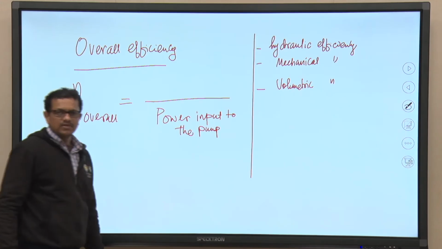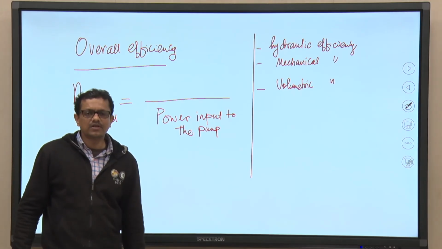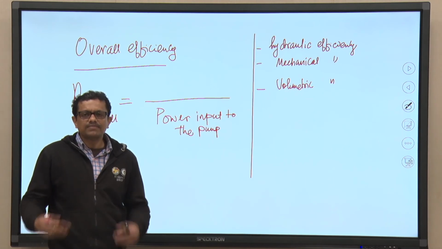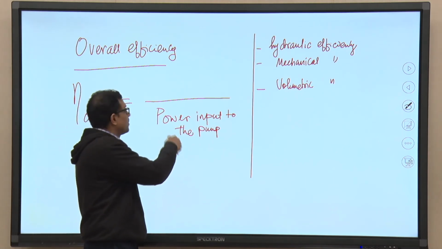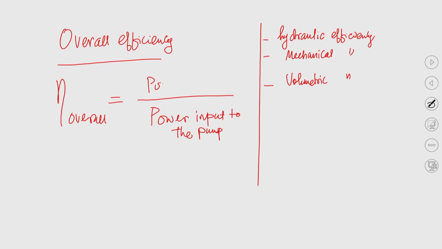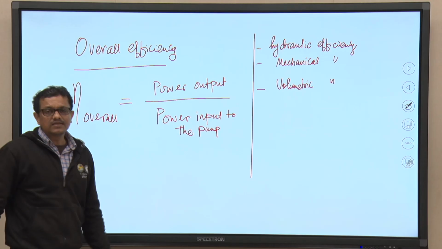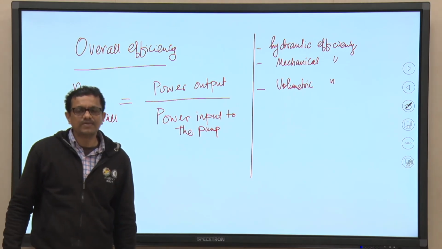Power input to the pump, that is the input power to drive the pump, and at the cost of this input power, what is the power output. Now the question is why the concept of overall efficiency is coming into the picture.